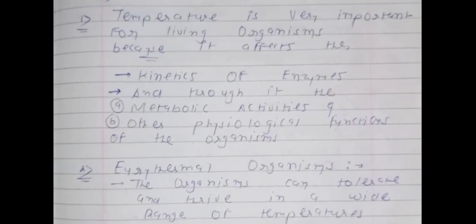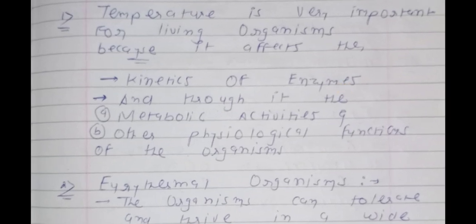Now see, if we talk about the second and most important part, the first point is very much important. Temperature is very important for living organisms because it affects the kinetics of enzymes. Now we have a new word: the kinetics of enzymes means the mechanism of enzymes, and you know that enzymes play a significant role in each and every cell of each and every organism.